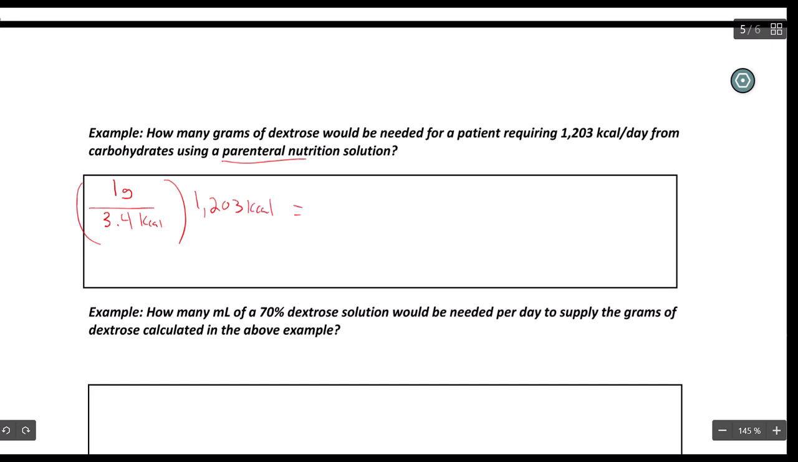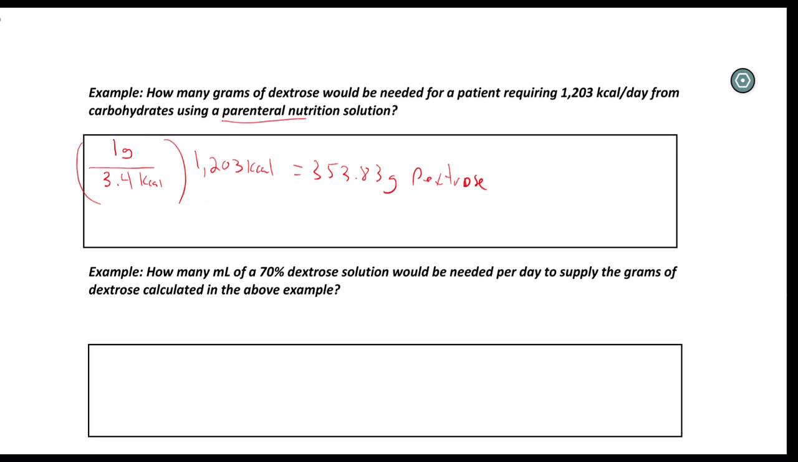That tells us we need about 353.83 grams of dextrose, right? How are we going to get that many grams of dextrose? Well, dextrose comes in a solution. So that's the second question: how many mLs of a 70% dextrose solution would be needed to give this amount of dextrose?